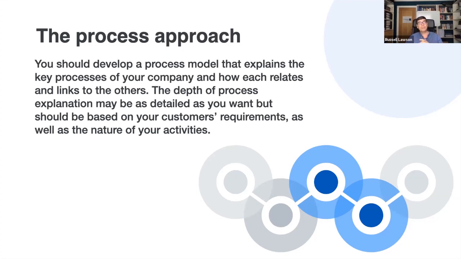Always bear in mind, though, that you're trying to make things better for your customer, and that's always your ultimate aim. So ISO 9001 includes specific requirements necessary for the adoption of the process approach when you're developing, implementing, and improving your management system. And obviously this requires that you systematically define and manage your processes. But you should always develop a process model that explains the key processes of your company and how each relates and links to the others.